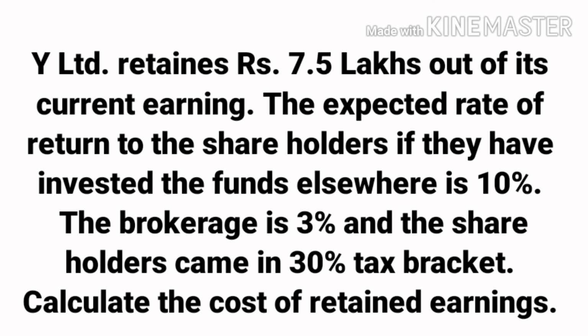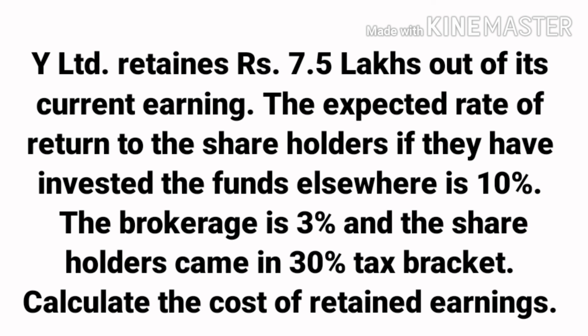D Limited retains rupees 7.5 lakhs out of its current earning. The expected rate of return to the shareholders if they have invested the funds elsewhere is 10%. The brokerage is 3% and the shareholders come in the 30% tax bracket. Calculate the cost of retained earnings. This problem is a bit different from the problems we dealt with so far. Here we need to find out the cost of retained earnings.